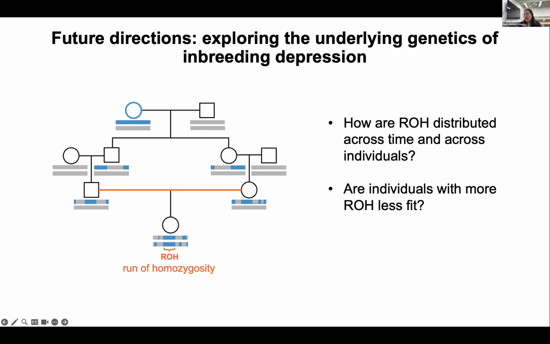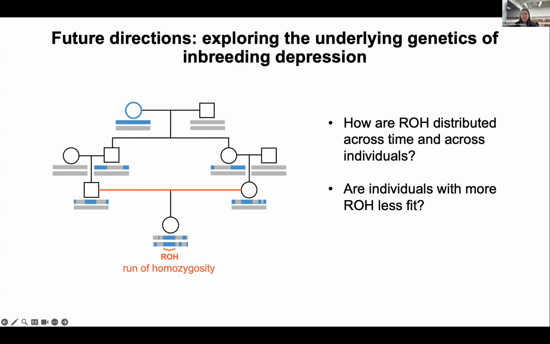And so I think we can ask some really interesting and fundamental questions about the genetic composition of small natural populations that probably have some inbreeding going on. How are these runs of homozygosity distributed across time and across individuals? Can we actually see inbreeding levels increasing over time in the genome?